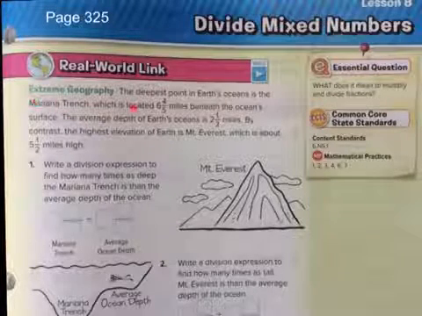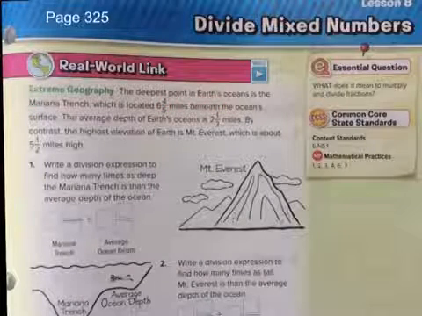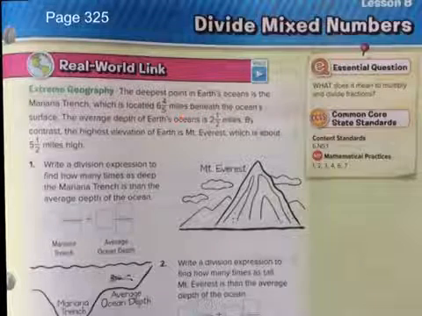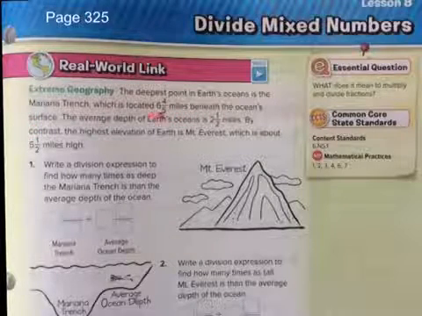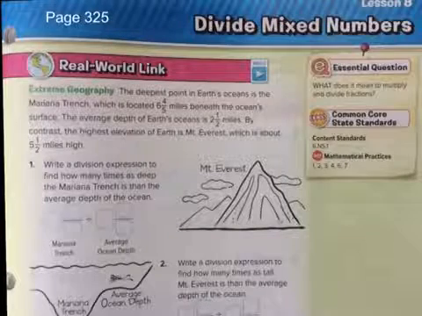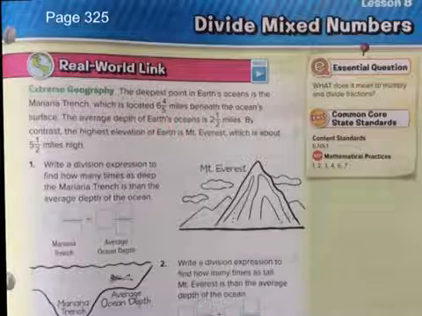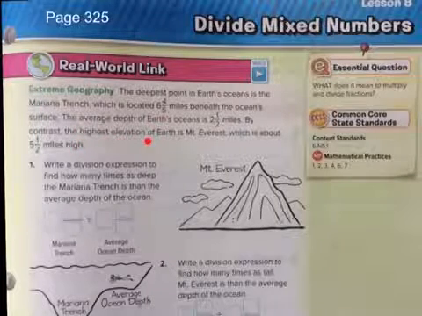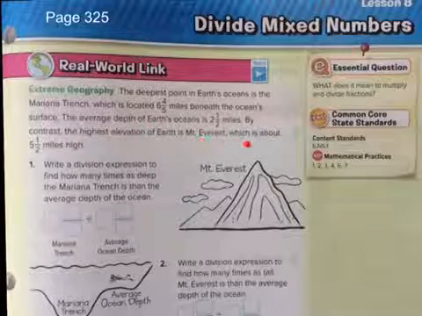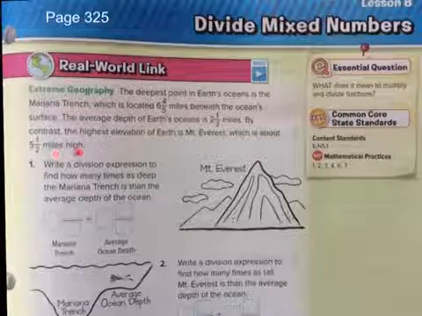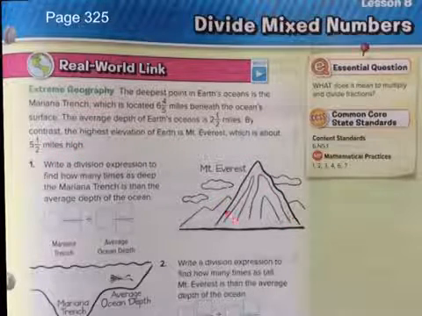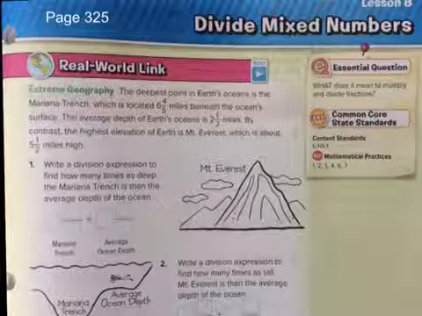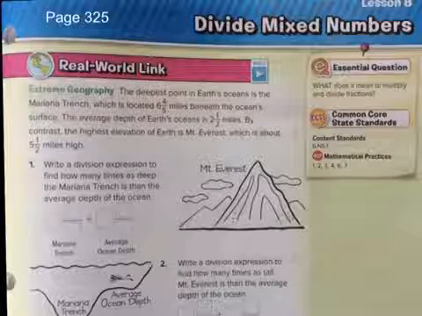Extreme geography. The deepest point on Earth's ocean is the Mariana Trench, which is located 6 4/5 miles beneath the ocean surface. So 6 miles, almost 7 miles, right? The average depth of Earth's ocean is 2.5 miles. By contrast, the highest elevation of Earth is Mount Everest, which is about 5.5 miles high. Okay, so here we have Mount Everest at 5.5 miles up, but the Mariana Trench is even deeper if you compare it like an upside down mountain.